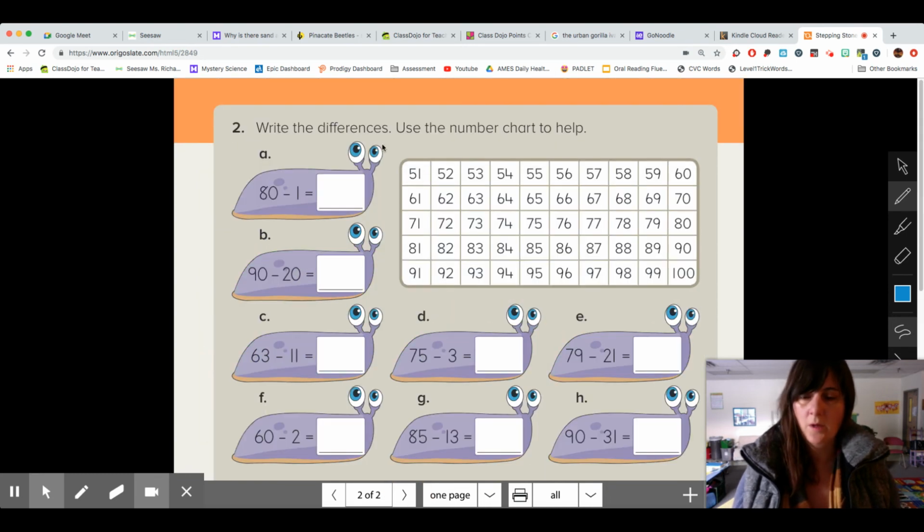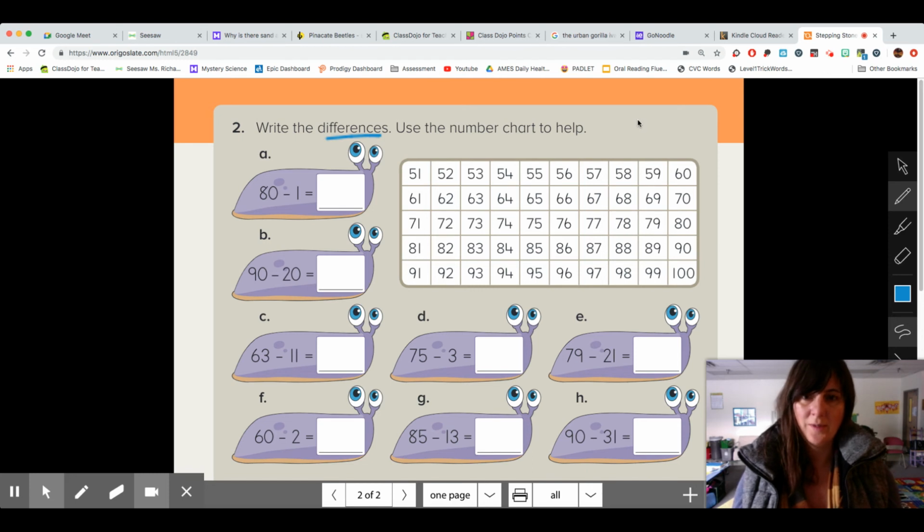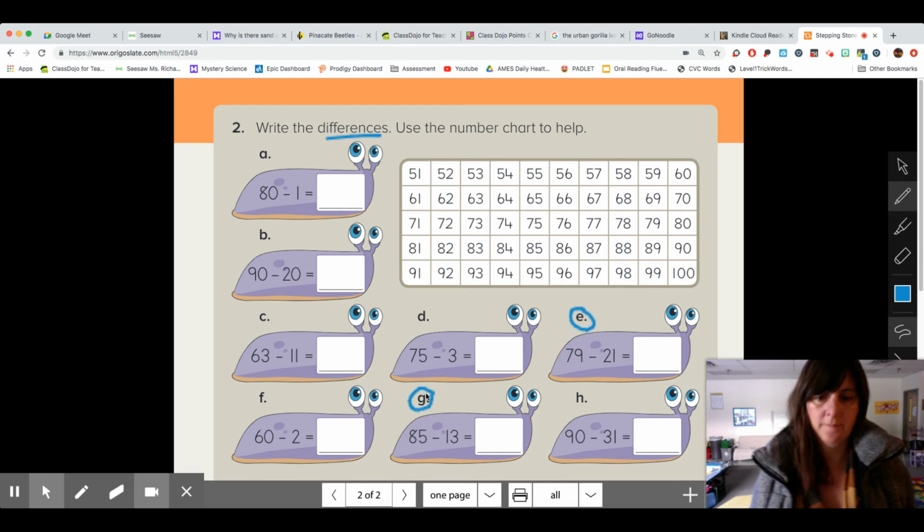So here we go. Write the differences. Use the number chart to help. So the difference is the answer to a subtraction problem. For example, with 90 minus 20, we're finding the difference between 90 and 20. How many numbers are in between? So let's start, we'll do 79 minus 21 and 85 minus 13.